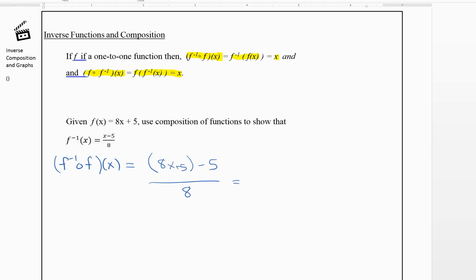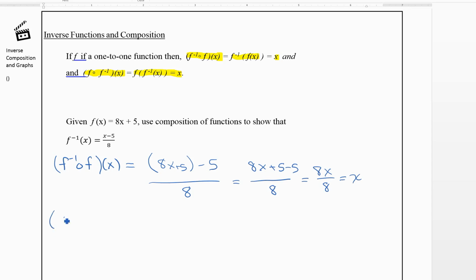So now if we simplify, up top we have 8x plus 5 minus 5, over 8. Well, the plus 5 and the minus 5 just cancel each other out. So we have 8x over 8, which is just x. So far so good. We can't stop yet, but if that wasn't x, we could already say they're not inverses of each other. But so far we're good.